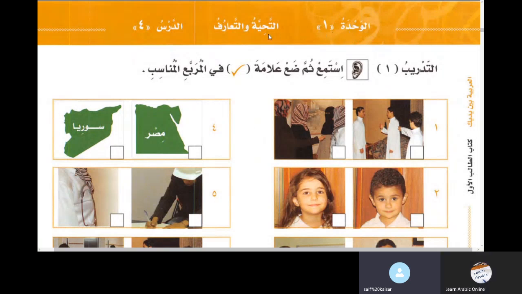الوحدة الأولى: التحية والتعارف. الدرس الرابع. التدريب الأول, first exercise.